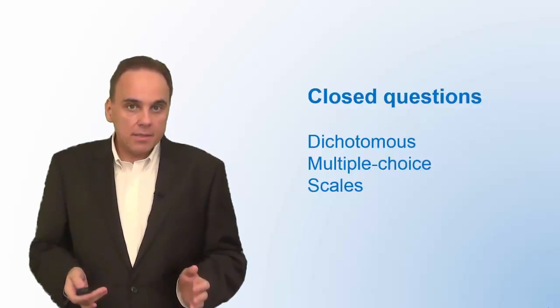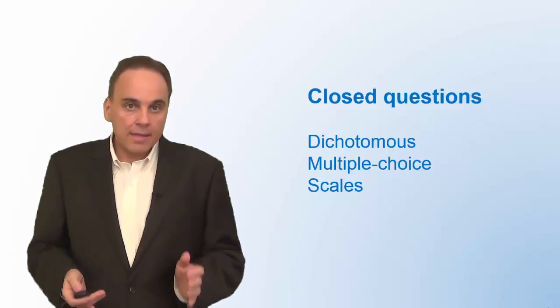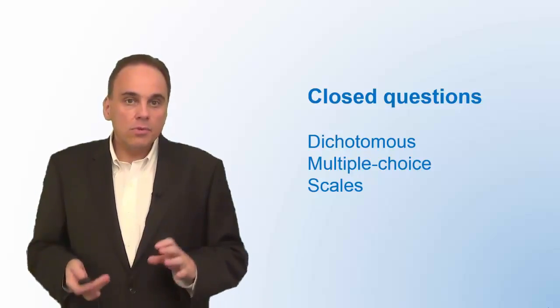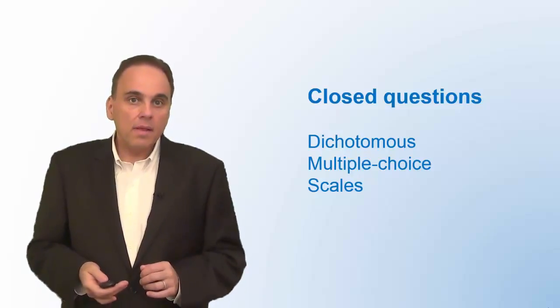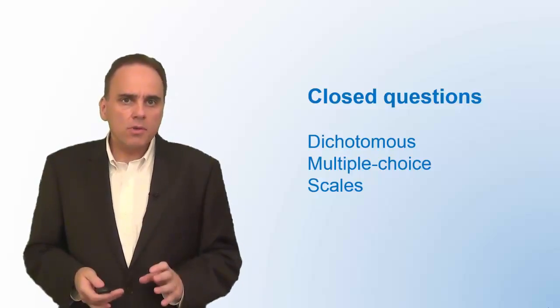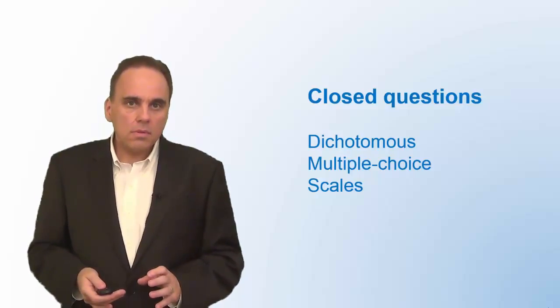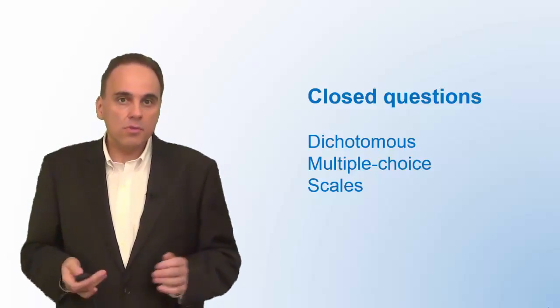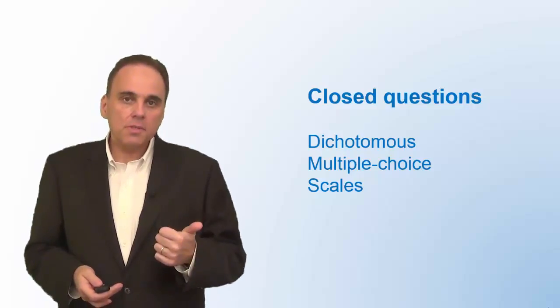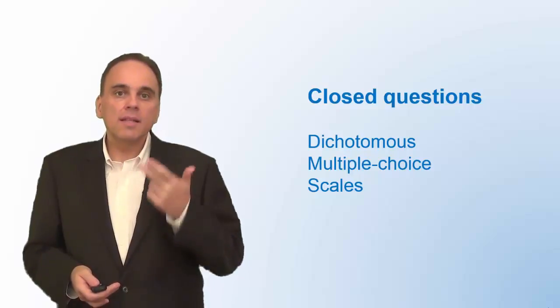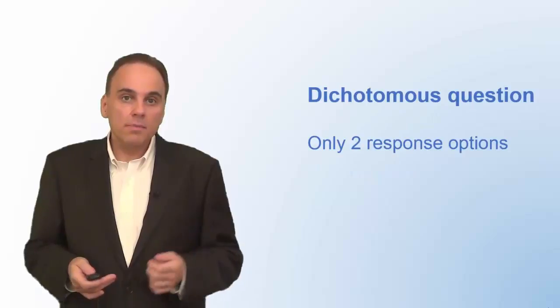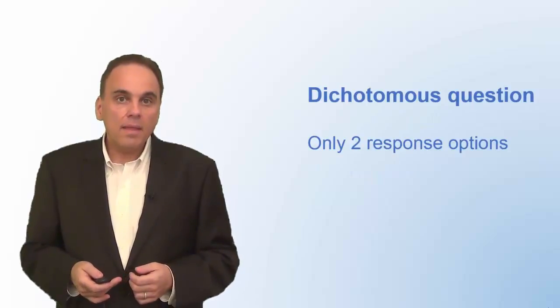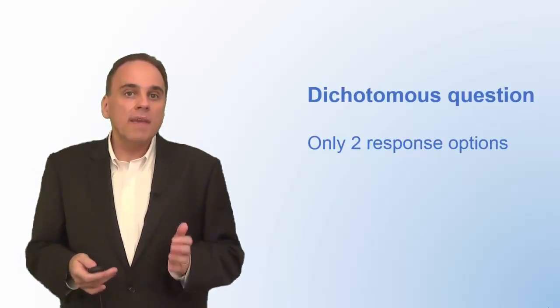Closed questions are easier to handle, both for the people who are answering your survey and for you to compile and analyze. That's why most of the questions in your survey should be closed. There are 3 types of closed questions you can use in your survey: dichotomous questions, multiple choice questions, and scales. Dichotomous questions have only 2 response options. For example, have you visited our new store on Main Street?